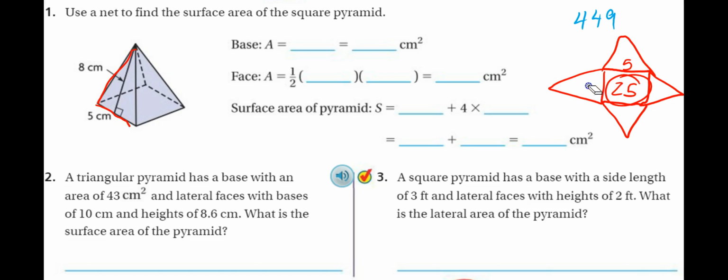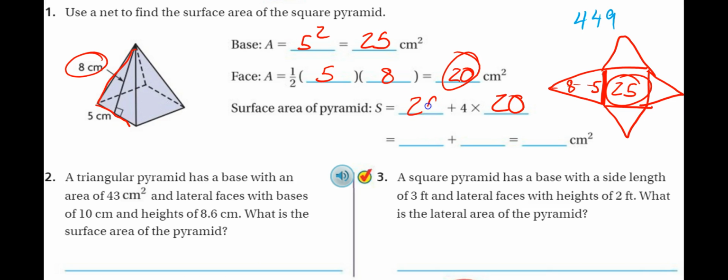I know the base of each triangle is 5 because it's the side of the square I started out with. The height of the triangle is given to me right here. For each face, we have half of base times height. Half of 8 is 4, and 4 times 5 would be 20. There are 4 triangles, and each triangle is 20, so 4 times 20, plus the base of 25. So 25 plus 80 gives us our total of 105 centimeters squared.